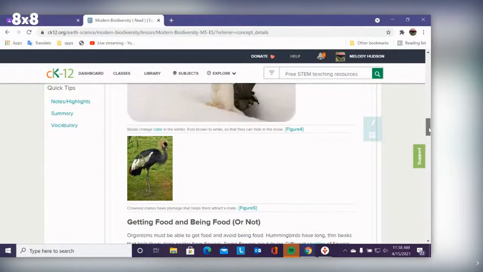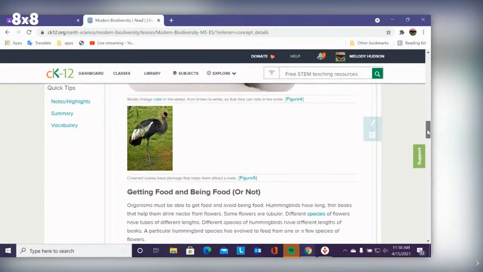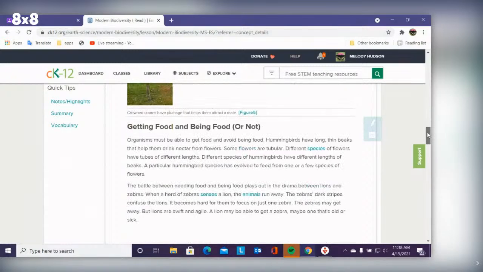And then we have the crane, a crowned crane. There's a crown around his head that helps him attract a mate. So those are the males. And the crown, yes, he wears a crown. He's the king, baby.